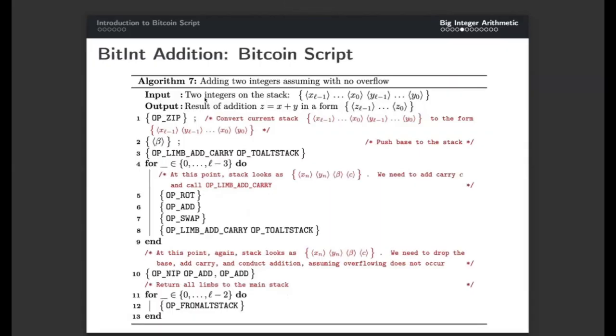I'm not going to go over this because it really requires careful reading and careful manipulation of the stack. But in case you're interested, you can figure out how it works. On the high level, this is what we are doing. On each step, we have two limbs, xn, yn. Then we have the carry c. And what you're doing is you add xn, yn. And in case the overflow occurs, you subtract 2 to the power of 30 and set c to 1. This is encapsulated into the OP_LIMB_ADD_CARRY opcode, which we also provided an implementation of in the paper.